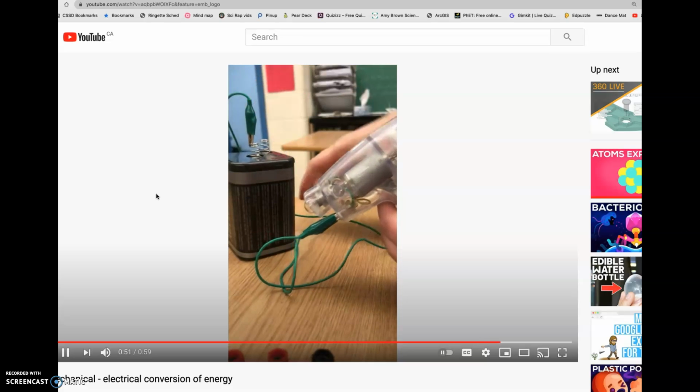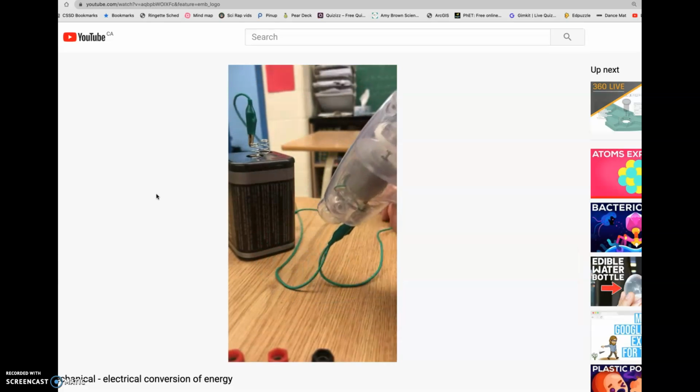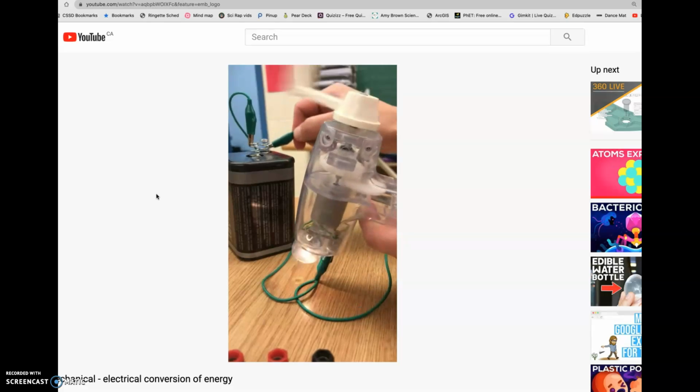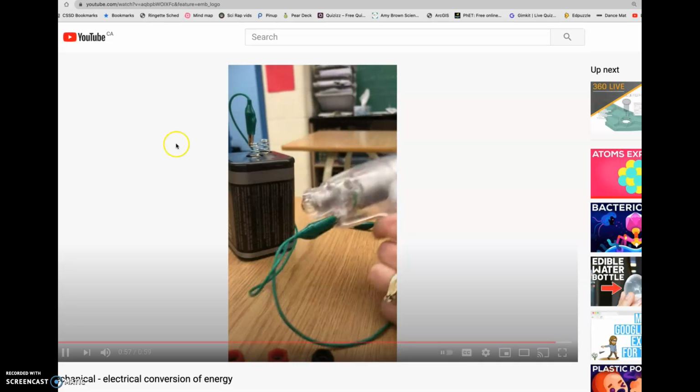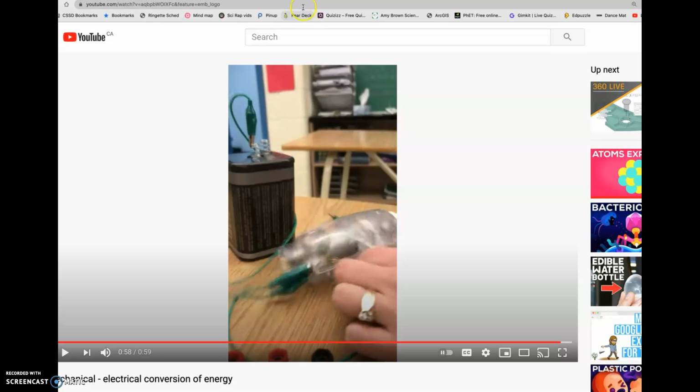Mechanical to electrical, and electrical to mechanical. Okay, so you can't see the handle spin. There you go, now you can. Okay, so those are our generators, and when we get back to school, I will dig them out, and we can sanitize, and you can try them.